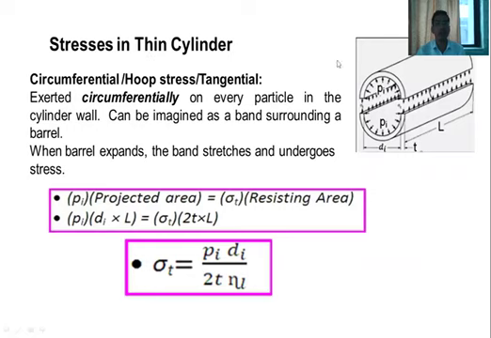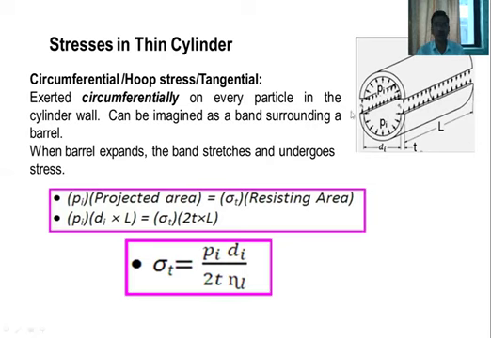Next, the stresses induced in the thin cylinder. The first stress induced in the cylinders is the circumferential stress, also called hoop stress or tangential stress. It arises whenever stress is exerted circumferentially on every particle in the cylinder wall. This can be imagined as a band surrounding a barrel. When the barrel expands, the band undergoes stress.